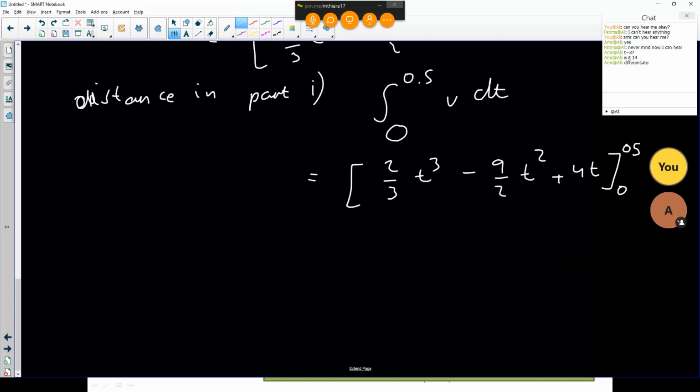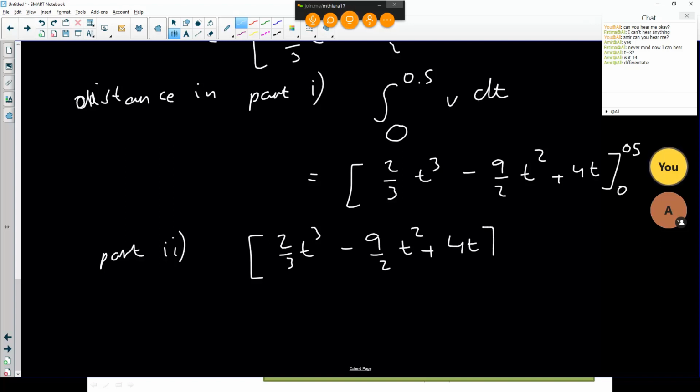Then in part 2, we're going to get the integral of the same thing between the lower limit now becomes 0.5 and the upper limit becomes 4.